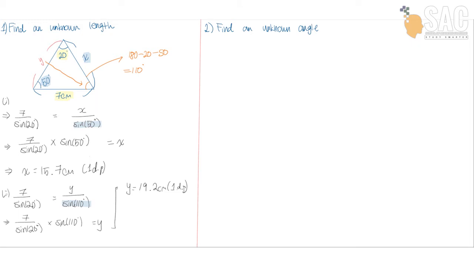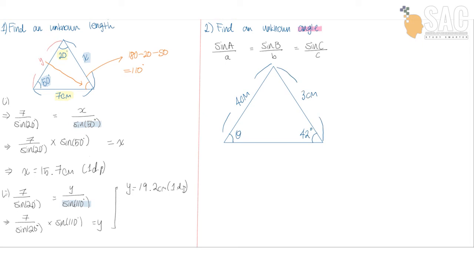Next thing we're going to do is find an unknown angle in a triangle. Back to our sine rule, it's a over sine A, b over sine B, and c over sine C, but we can flip all our fractions so that it's easier to find the angle. So it'll be sine A over a equals sine B over b equals sine C over c. Now we have a triangle here, 4 centimeters on the left, 3 centimeters on the right, and 42 degrees on the bottom right.